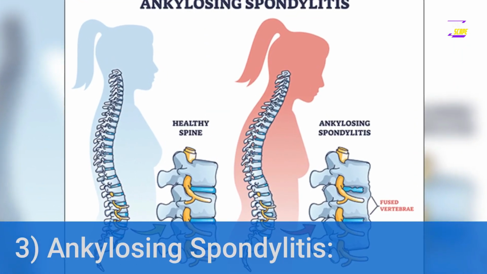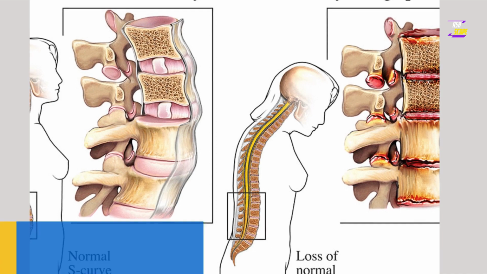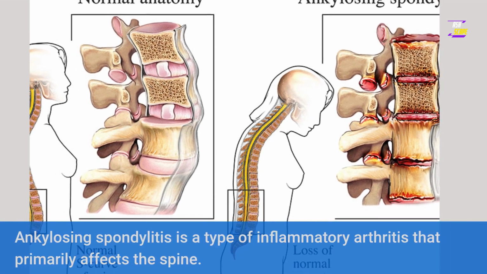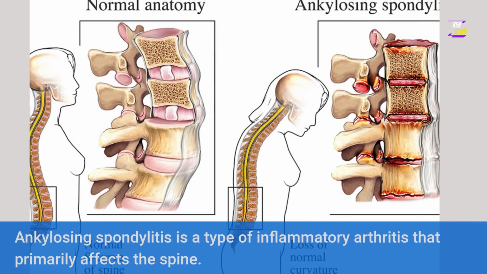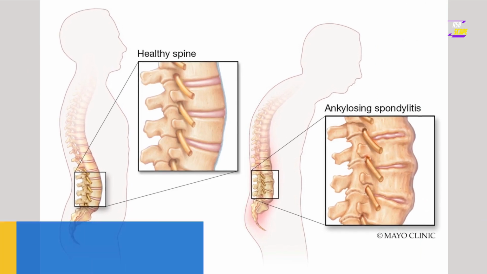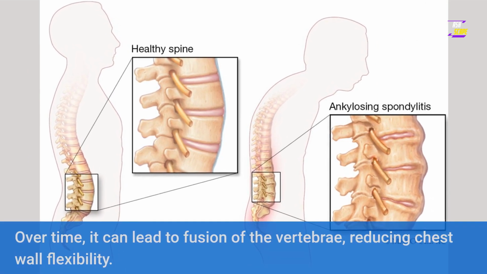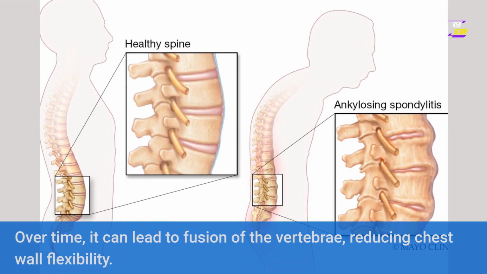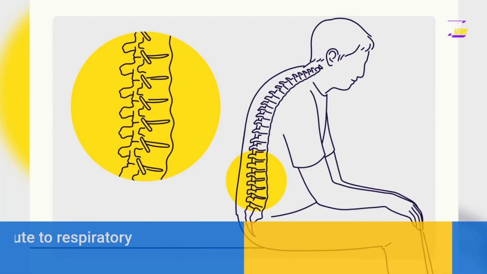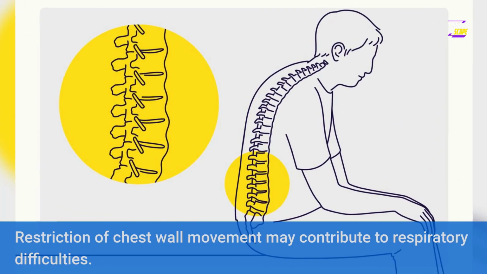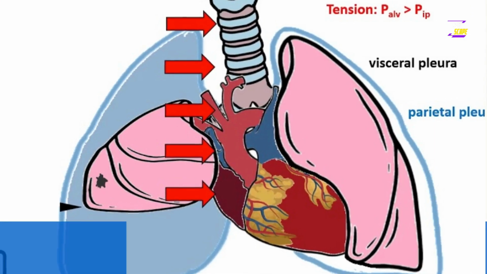3. Ankylosing spondylitis. Ankylosing spondylitis is a type of inflammatory arthritis that primarily affects the spine. Over time, it can lead to fusion of the vertebrae, reducing chest wall flexibility. Restriction of chest wall movement may contribute to respiratory difficulties.